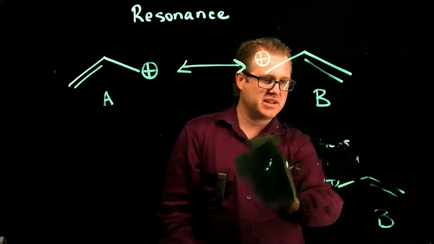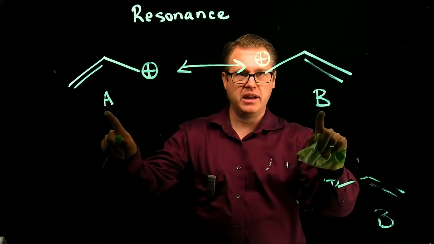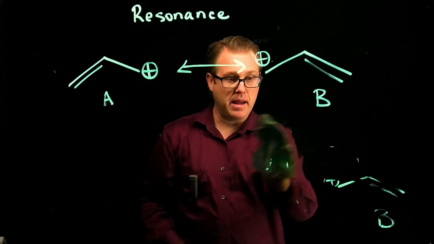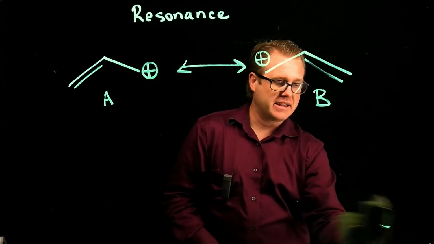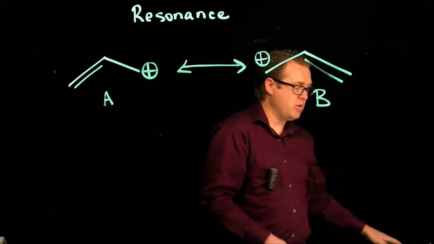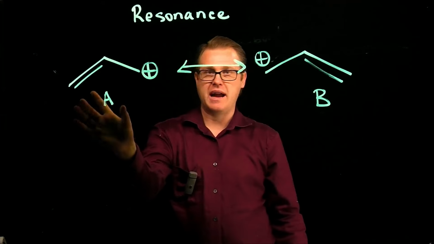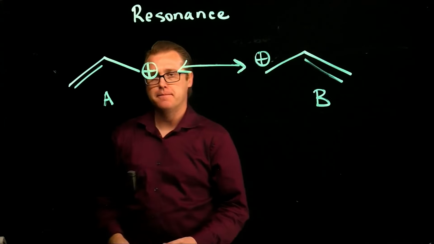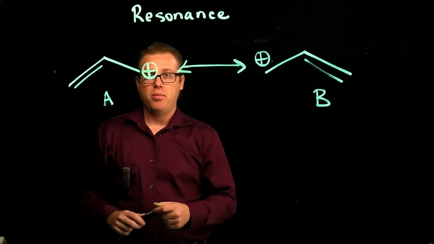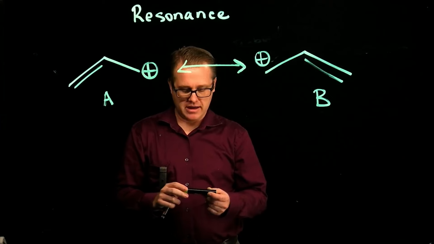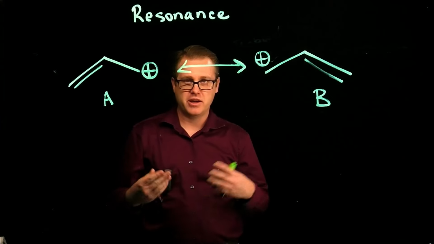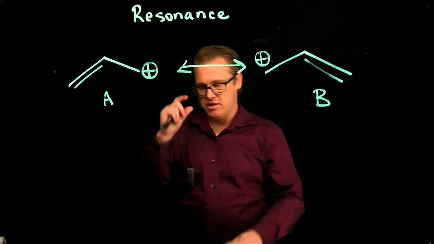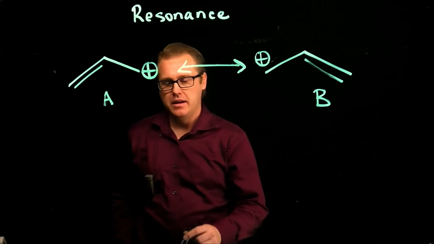Didn't Dr. Lawrence just say that we have molecule A and molecule B? I may have said that, but that's not correct. What we have is resonance structure A and resonance structure B. Okay? Now, to help with this, I want to share an analogy, and then we'll bring it back to chemistry and make sense of this.